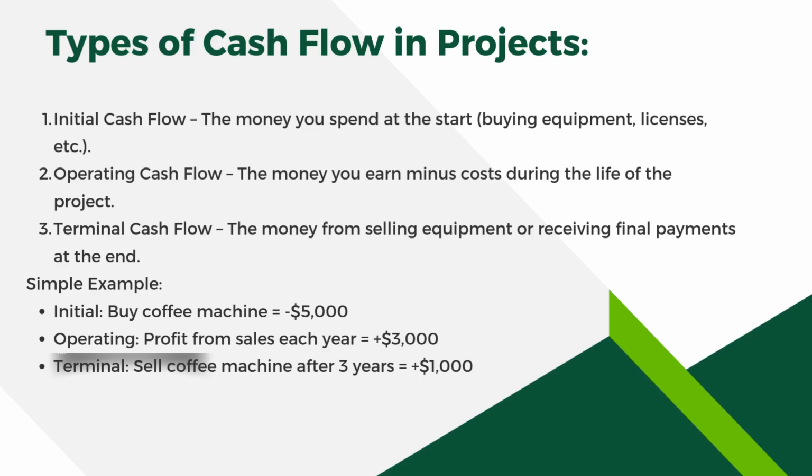Simple example: initial, buy coffee machine equals negative $5,000. Operating profit from sales each year equals plus $3,000. Terminal, sell coffee machine after 3 years equals plus $1,000.